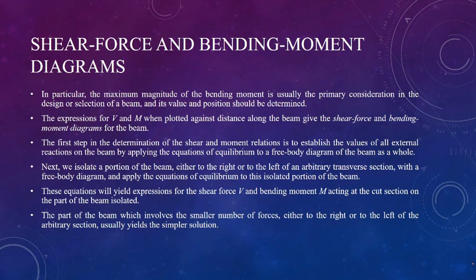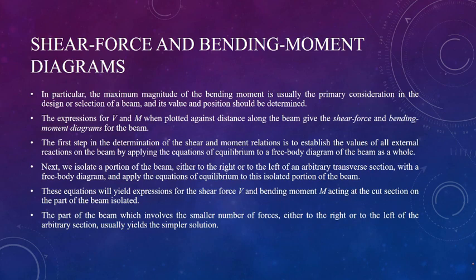The values of all external reactions on the beam by applying equations of equilibrium to a free body diagram of the beam as a whole. You have to understand this thing. Whenever you are talking about a beam, you need to draw a free body diagram. A free body diagram will establish a certain external forces acting on your beam. With the help of those forces acting, you can develop a behavioral free body. From that you can develop an equation of equilibrium, which is going to generate a shear and moment acting on that particular section.